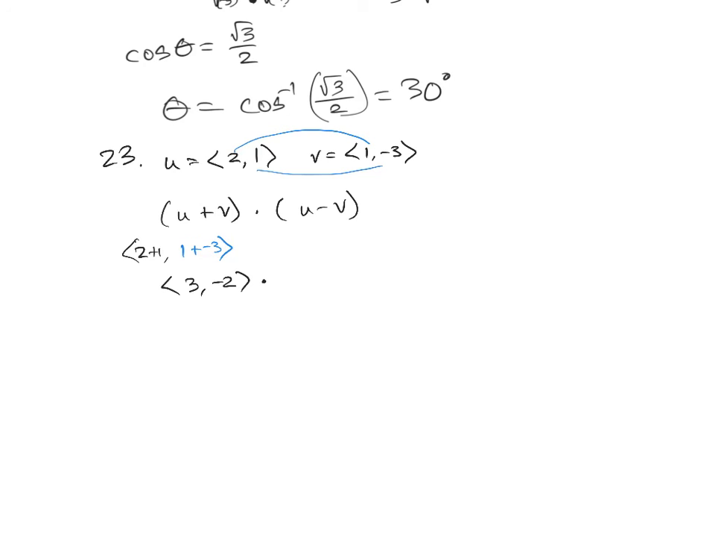And then you're going to do a dot product with u minus v. So again, that's going to be 2 minus 1 in the x position and 1 minus a negative 3 in the y position. So 2 minus 1 is 1, and 1 minus a negative 3 is 4. Now the dot product: 3 times 1 is 3, negative 2 times 4 is negative 8. So that answer would be negative 5.